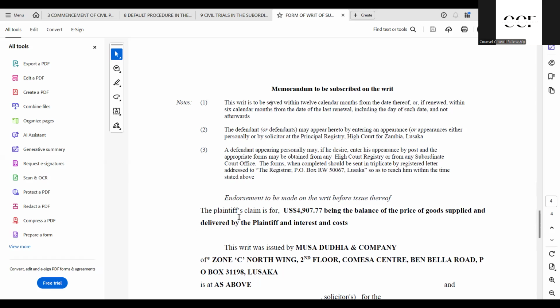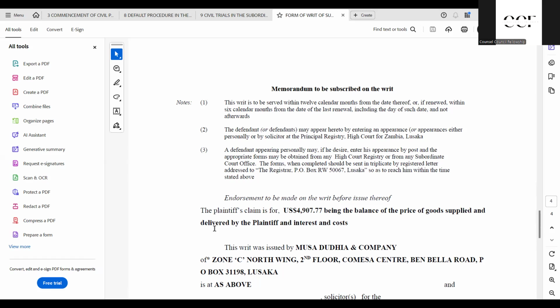It says the plaintiff's claim is for 4,907.77 United States dollars, being the balance of the price of goods supplied and delivered by the plaintiff, and interest and costs. You will note why we're using interest and costs when we're dealing with a default writ of summons. This claim here makes this entire writ not a general writ, but a default writ of summons. Why? Because the amount there is specific. The claim is for a liquidated sum.